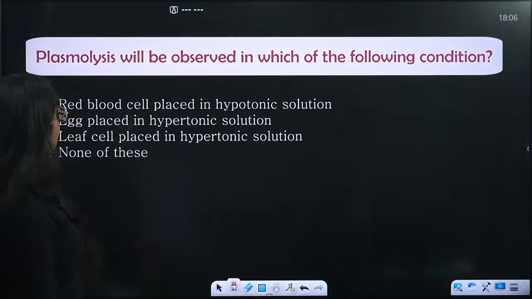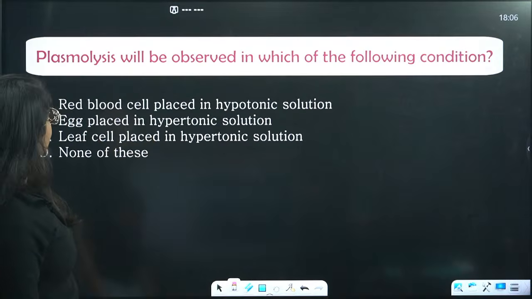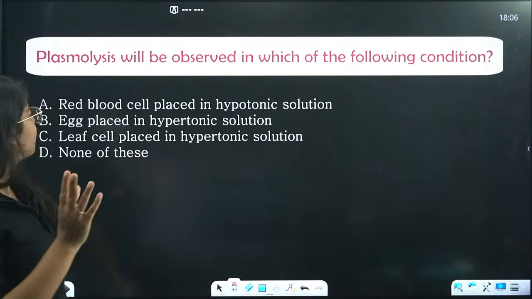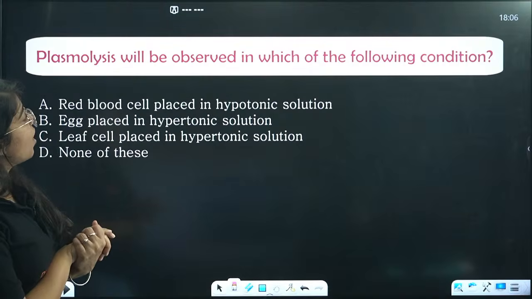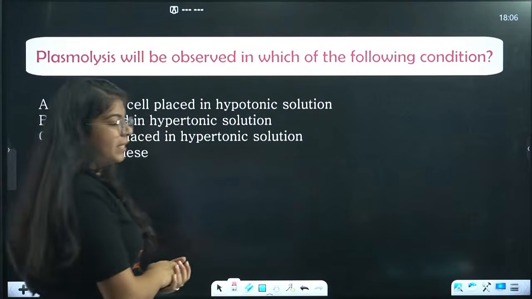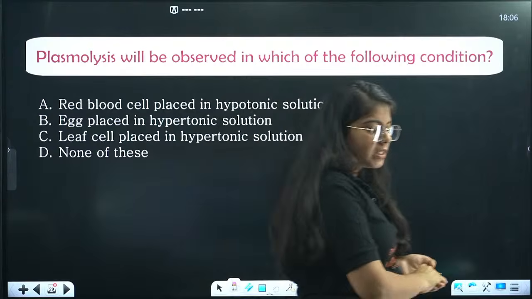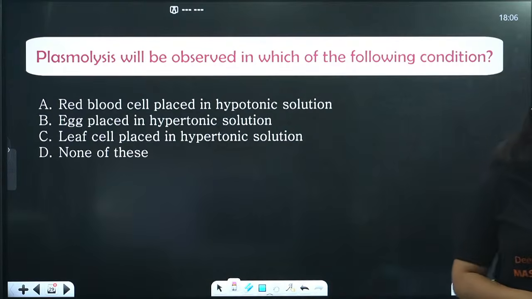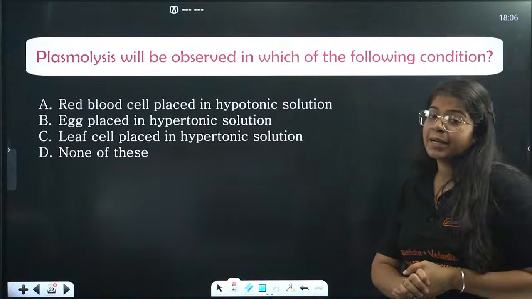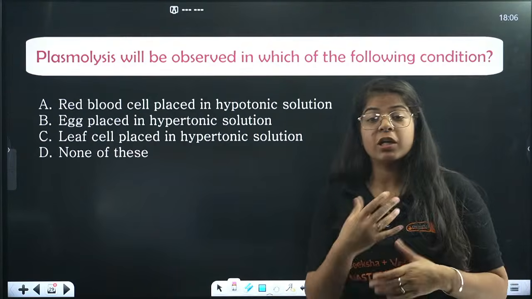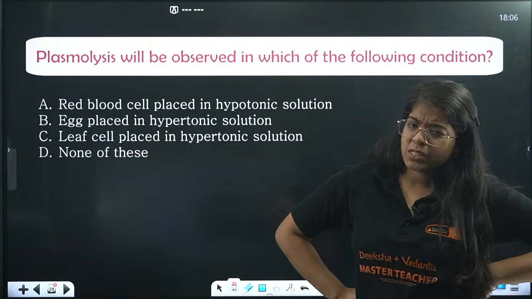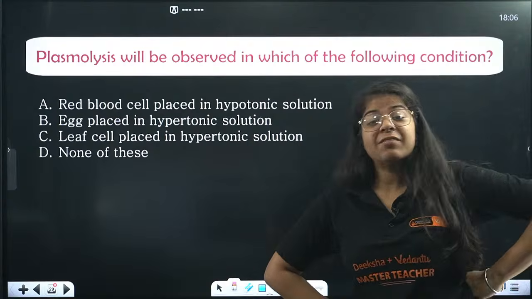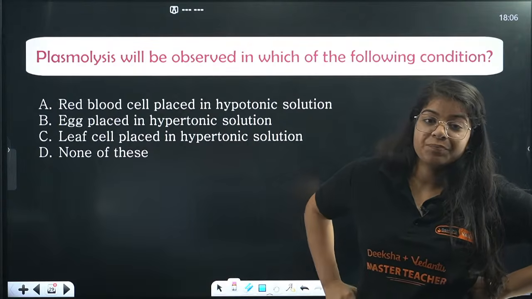Okay, then we have one question. Care to answer, everyone? Plasmolysis will be observed in which of the following conditions? Red blood cell placed in hypotonic solution, egg cell placed in hypertonic solution, leaf cell placed in hypertonic solution, none of these?